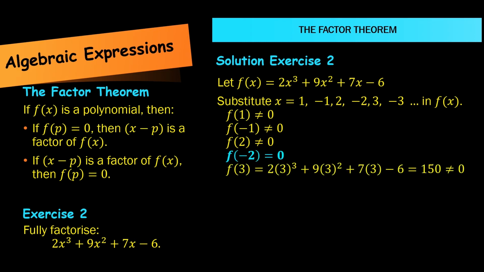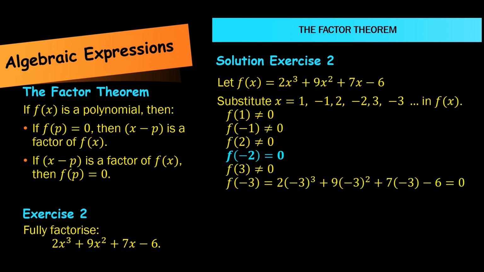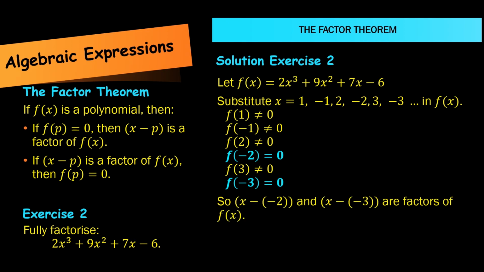What about x equals 3? f of 3 does not equal 0. And x equals minus 3, we have that f of minus 3 does equal 0. And therefore we can conclude that x minus minus 2 and x minus minus 3 are both factors of f of x, as shown.